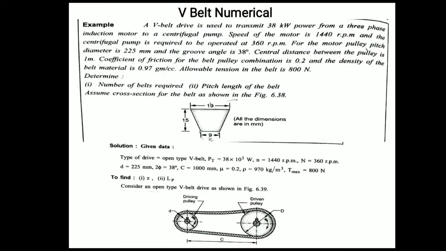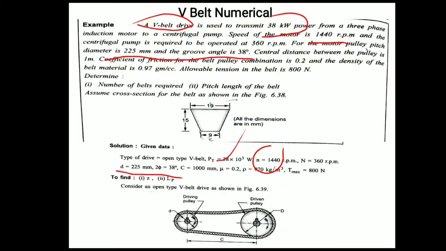Just read it carefully. A V-belt drive is used to transmit a power of 38 kilowatt. Power is 38. I have written here the given data. From a 3-phase induction motor to a centrifugal pump, the speed of the motor is 1440. Of course, 1440 is for the smaller pulley, that's why smaller RPM, small n. And the diameter is 225 with groove angle 38 degree. Diameter is 225, smaller pulley, and groove angle is 38 degree.